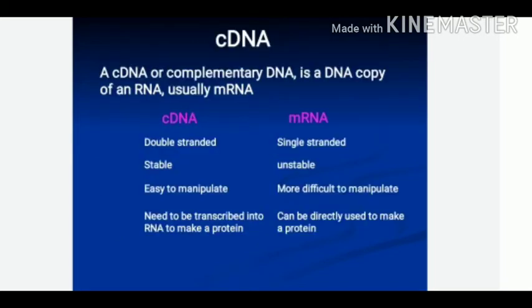Now we'll discuss some of the differences between the cDNA and the mRNA. The cDNA is a double-stranded molecule while mRNA is single-stranded. The cDNA is stable whereas mRNA is highly unstable. cDNA is easy to manipulate while mRNA is quite difficult to manipulate. Next, the cDNA needs to be transcribed into RNA to make a protein, whereas mRNA can directly make a protein.